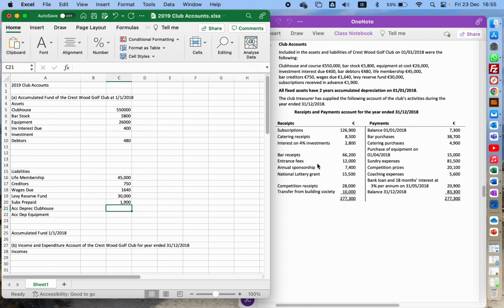Then we have the bank. So the receipts and payments, that's like basically a bank account. So we have a balance on the credit side. So that's actually a liability. So 7,300.